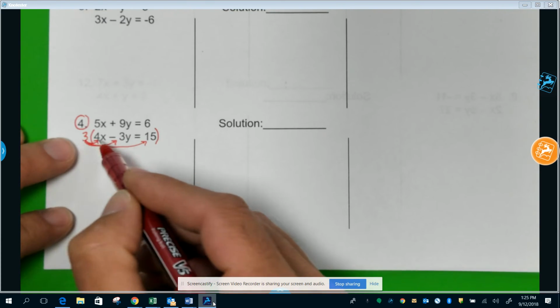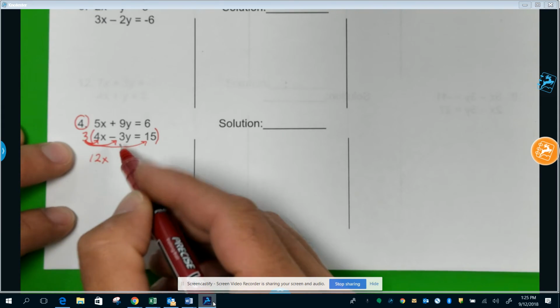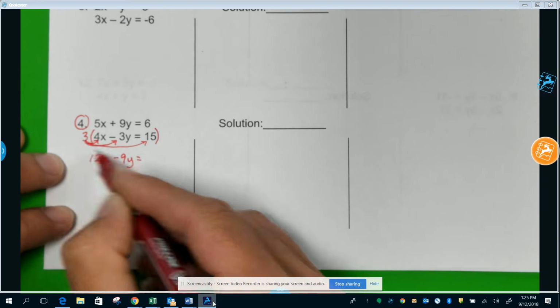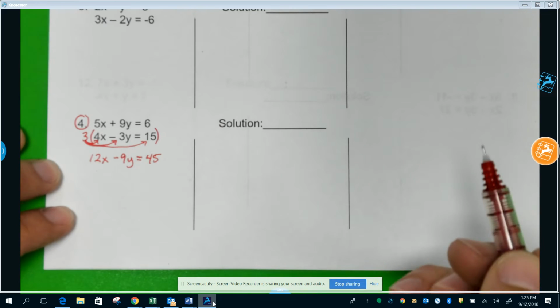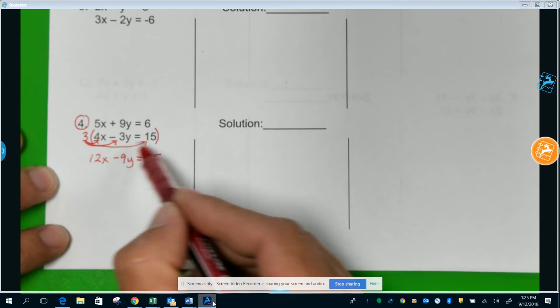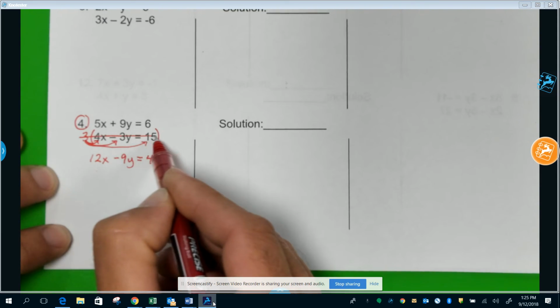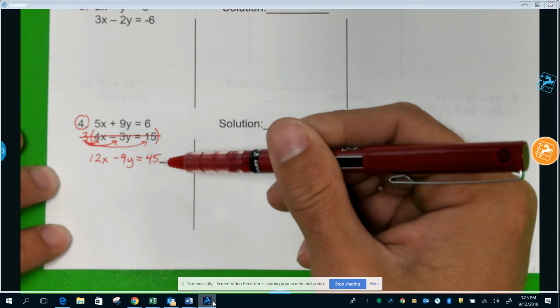So it's going to change. 3 times 4x is going to turn him into a 12x. 3 times negative 3y turns us into a negative 9y. And then 3 times 15 gives us 45. So I multiplied the bottom equation by 3, and it changed it. And so now I'm no longer going to use that bottom equation. I'm going to use the top equation, and I'm going to use my new bottom equation.